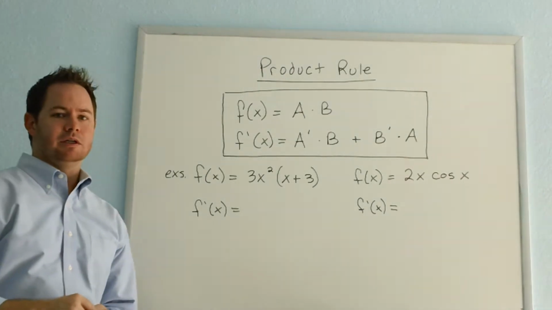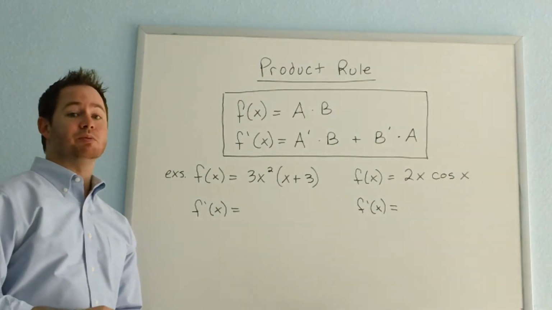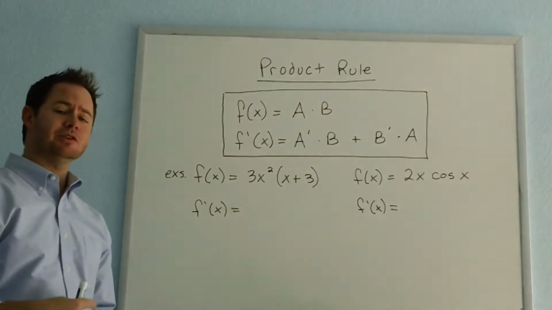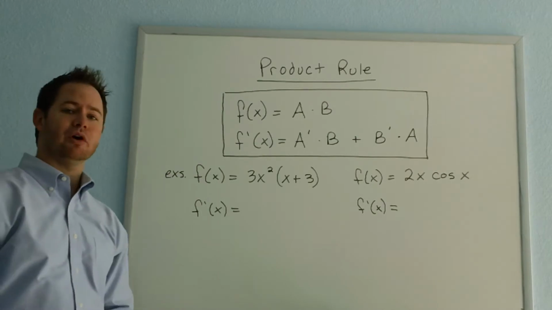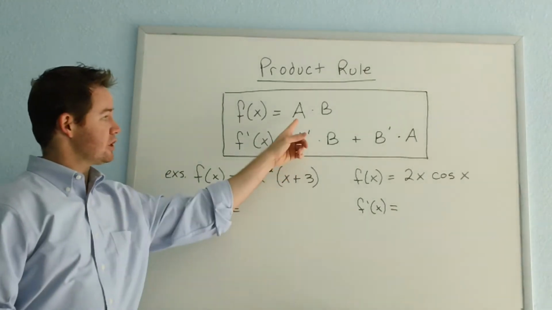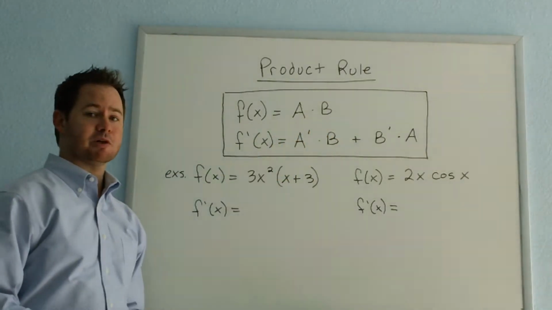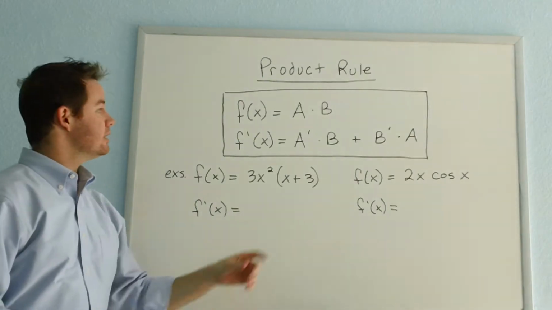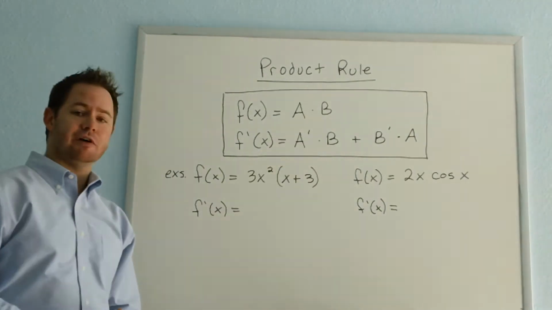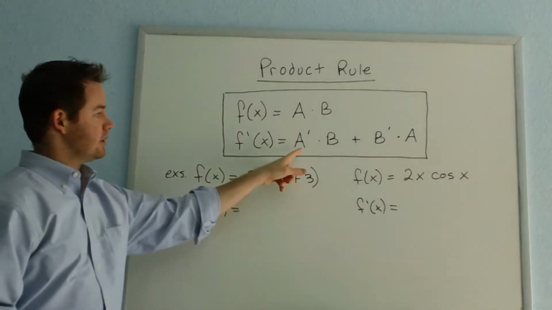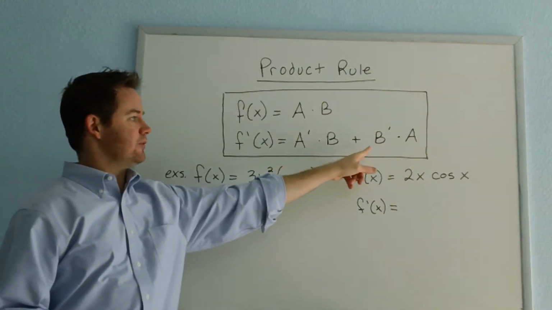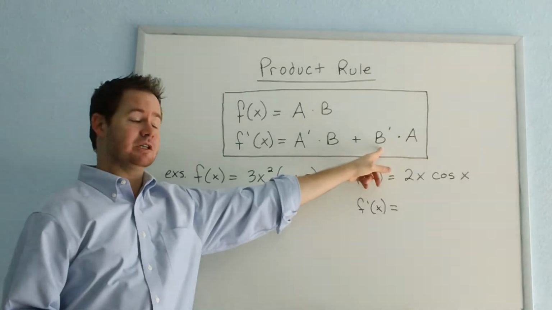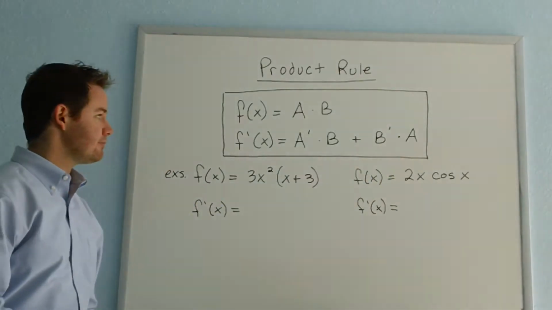Hi. In today's lesson, we're going to learn how to do product rule. Now, a simplified expression of product rule is shown here in the box. Product rule is used when you have two expressions. In this case, these expressions are symbolized by A and B, times each other. And to find the first derivative, you're going to take the derivative of one expression times the second, plus the derivative of the second expression times the first.